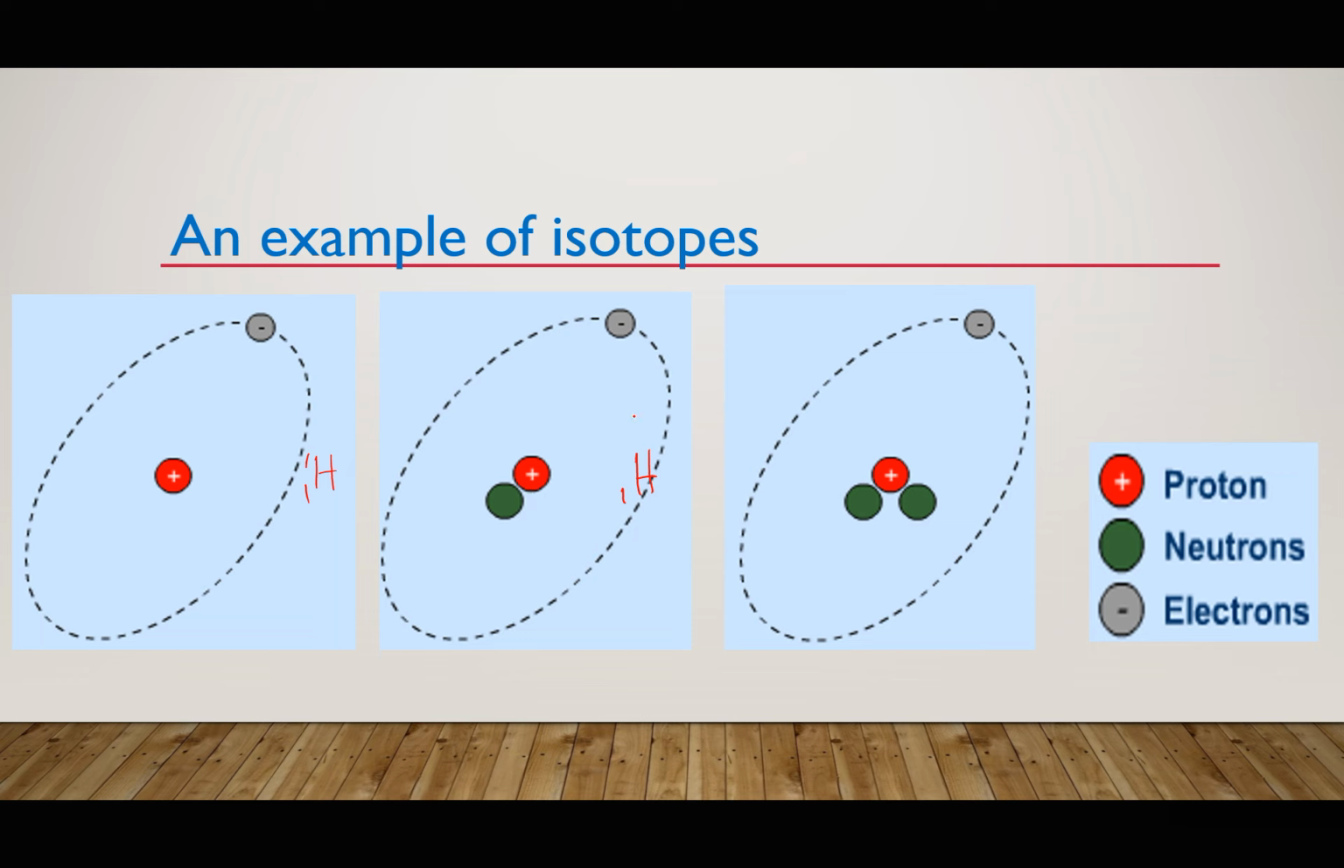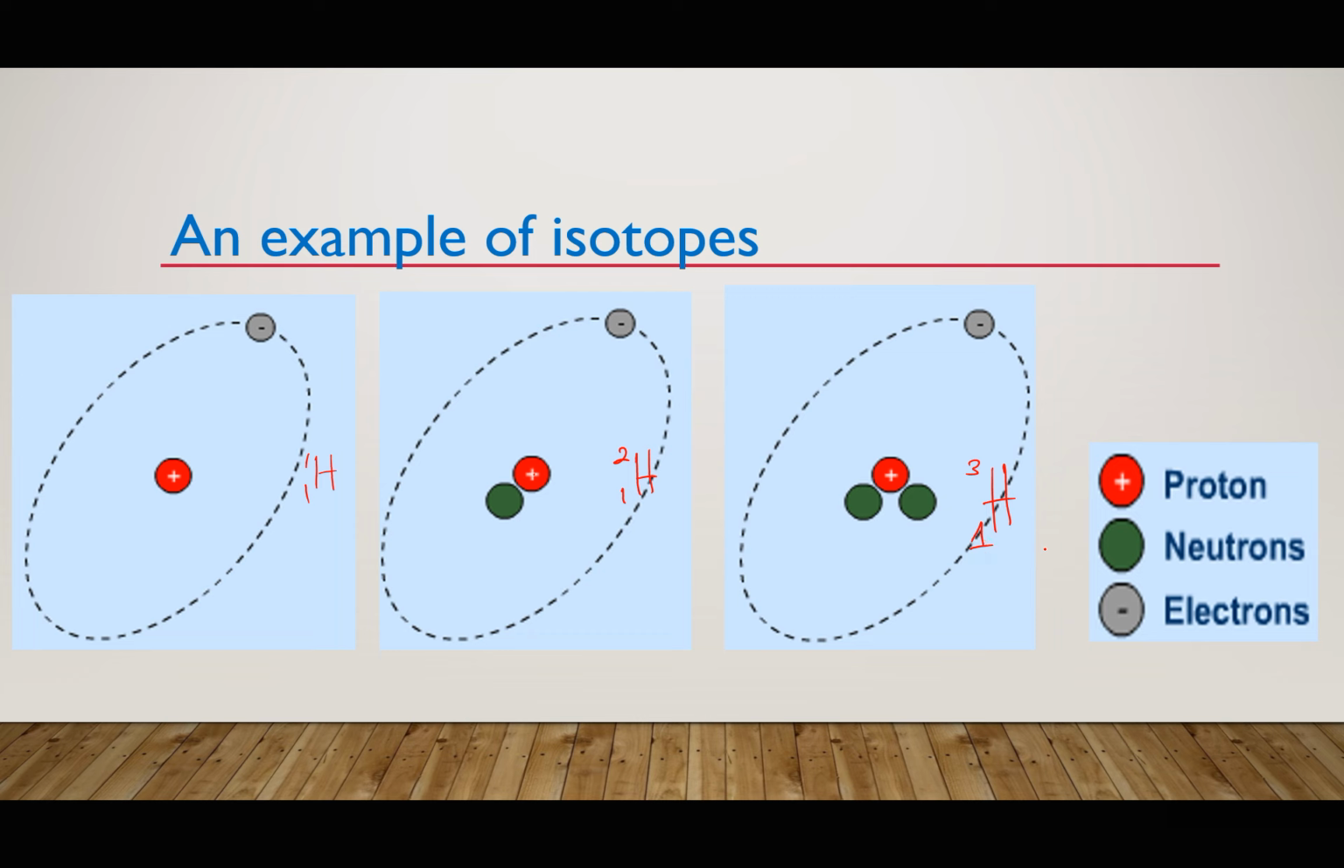The second is going to be written as H, 2, 1, because there are two nucleons in the center. We have 1, 2. Then the last one has three nucleons, but there's only one proton. That is written as H, 3, 1.